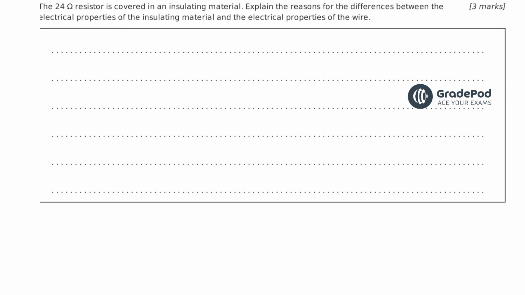11E. The 24 ohm resistor is covered in an insulating material. Explain the reasons for the differences between the electrical properties of the insulating material and the electrical properties of the wire. So we have to say what the differences are. So insulating material does not conduct.